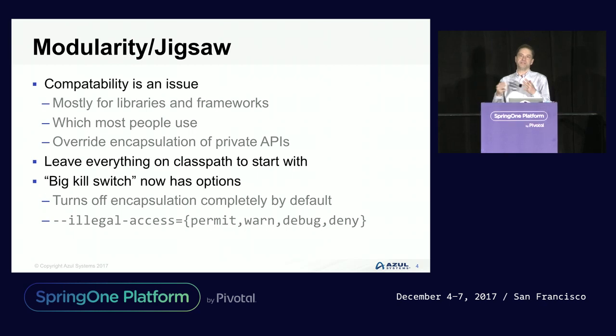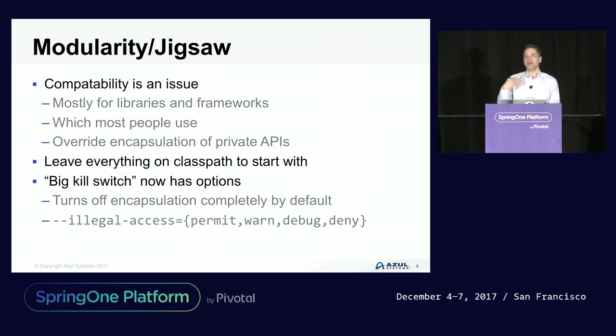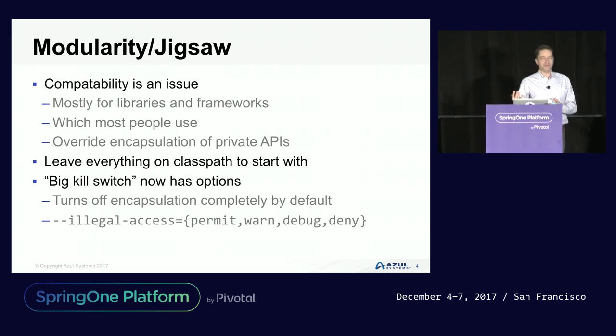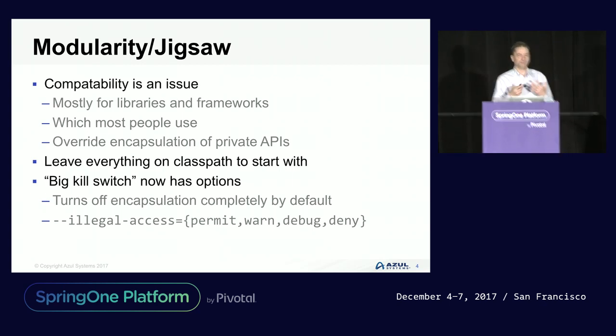And then the 4th option is deny, which turns off the ability to access these things, so it really turns on encapsulation. And at some point in the future, that will become the default. We don't know when. It certainly won't be in JDK 10. Maybe it'll be JDK 11. Maybe it'll be later. But at some point, the idea is to turn that on as the default.